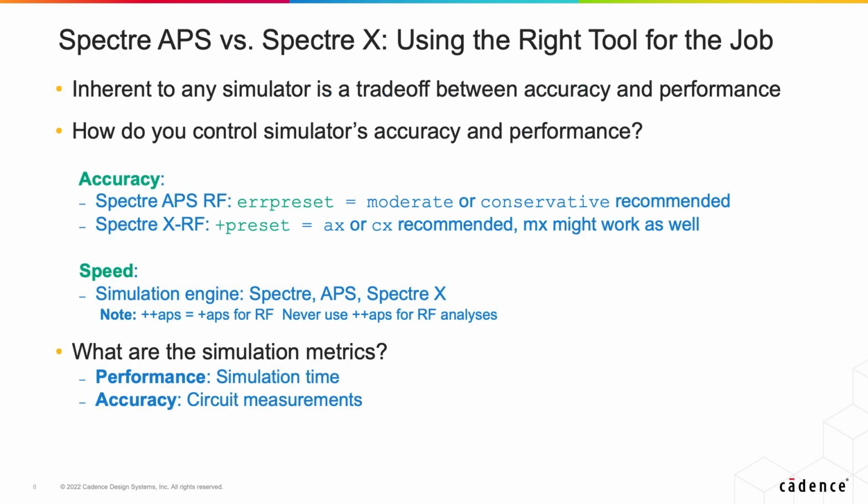Is QPSS not a part of Spectre RF? Yes, it is. So PSS, HB, QPSS, and envelope. These are the large signal analyses that are RF, and then there are small signal analyses that go under it.